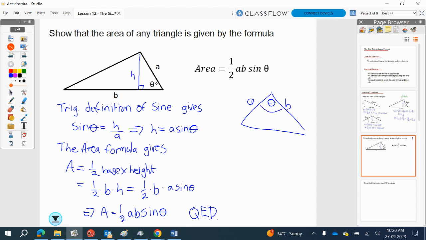Quod erat demonstrandum is Latin. If you speak Spanish or Romance languages, like 'que era demostrado', that which was to be shown. It means I've done it. We don't really need to know what it means, but every time we finish our proof, we write that.